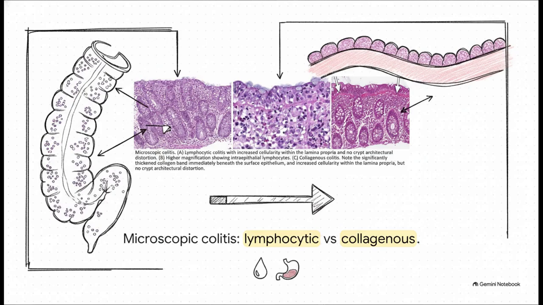But now look at collagenous colitis. The absolute dead giveaway buzzword for this one is the thickened collagen band. You can clearly see that pink, significantly thickened band of collagen sitting immediately beneath these surface epithelial cells. Both of these types cause that frustrating, chronic watery diarrhea, and both show zero gross inflammation during a scope, but their microscopic signatures are totally unmistakable.